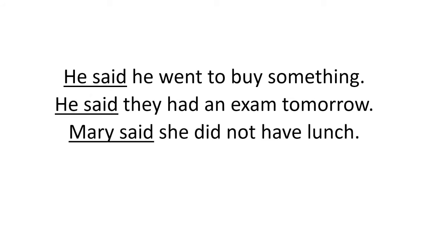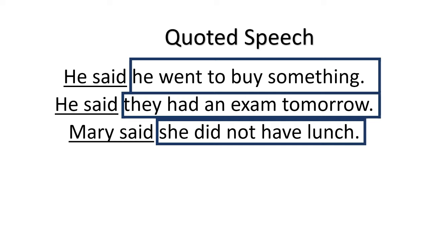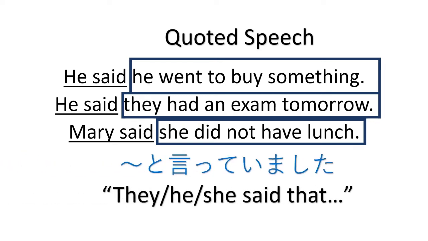In these sentences, we have the quoted speech inside the box. He went to buy something. They had an exam tomorrow. She did not have lunch. So here we quote someone when we hear somebody say something. For example, he says something, so we quote that person. So for example, he said that he went to buy something. Of course, we will say he said he went to buy something. So basically, we are quoting that person.